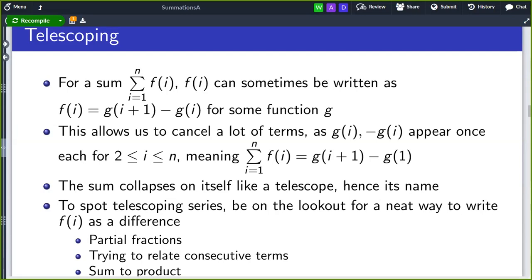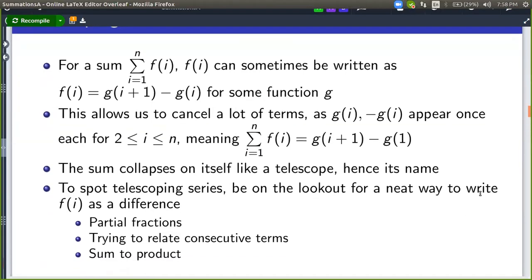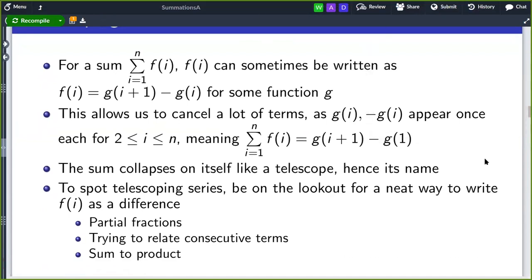So basically every single term is going to cancel because we have a g of i and negative g of i for all i between 2 and n. So this means that when we try evaluating the sum, only the first term and the last term are going to remain. So this sum just turns into the difference of two terms, g of n plus 1 minus g of 1.